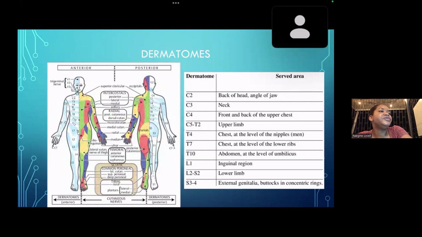Just to run through the dermatomes: the back of the head and angle of the jaw is served by C2. C3 relates to the neck. C4, the front and back of the upper chest. C5 to T2, the upper limbs. T4, chest, which is delineated at the level of the nipples in men. T7, chest at the level of the lower ribs. T10, the abdomen, delineated at the level of the umbilicus. L1 serves the inguinal region. L2 to S2 serves the lower limbs. And S3 to 4 serve the external genitalia, as well as the buttocks in concentric rings.